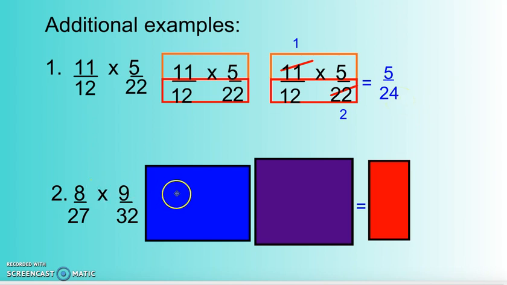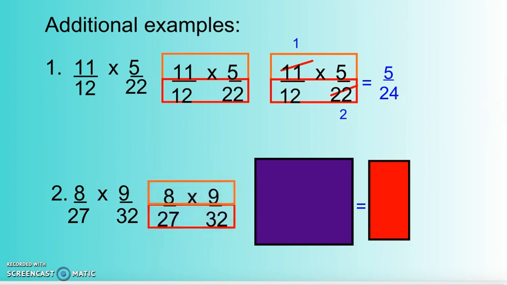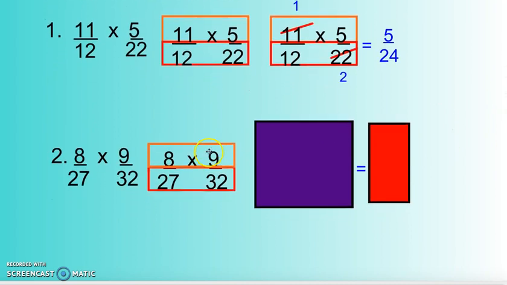How about the next one? Let's put boxes around our numerators and denominators. Then any numbers that go together, 1 from the top, 1 from the bottom. So I noticed that an 8 and 32 go together. What goes into 8 and what goes into 32? Well, they both share the number 8. 8 is the biggest number that goes into both of them. So 8 divided by 8 is 1, and 32 divided by 8 is 4.